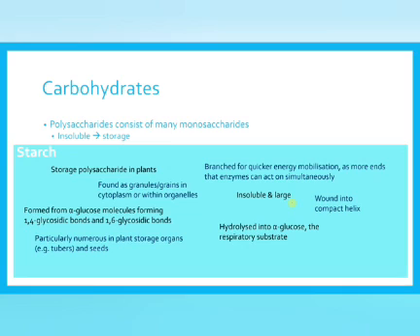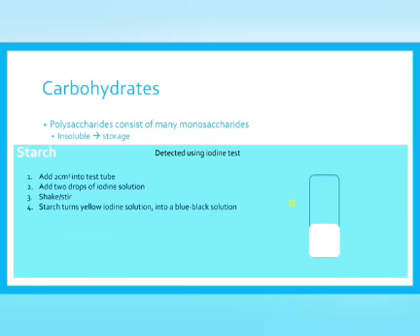So we can detect the presence of starch using the iodine test. So what we do is add 2 centimeters cubed of our possible starch solution into a test tube, and then we add 2 drops of iodine solution to this. Iodine is yellow. We then shake and stir it, and if starch is present, the yellow iodine turns into a blue-black solution.